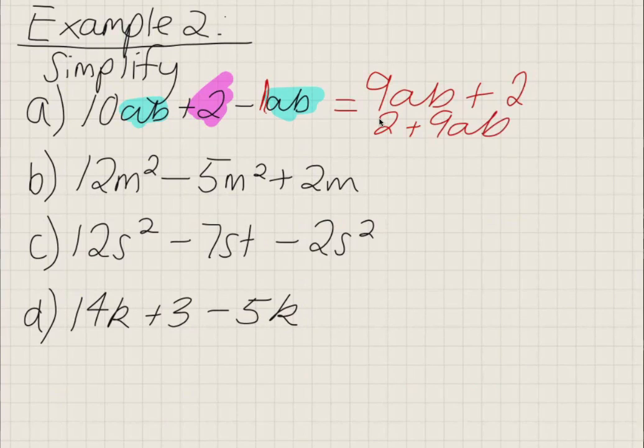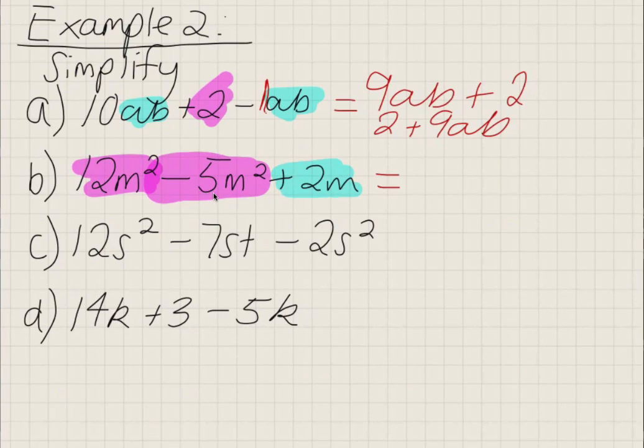A lot of students say, is that the same thing? Yes, it is the same thing. It's exactly the same. So that could also be the answer in that case. In part B, we have 12m squared and minus 5m squared. Notice how I also highlighted the negative sign in front of the 5m squared because that goes with the 5m squared. The 2m doesn't have any like terms, so it's going to stay by itself on the end there.